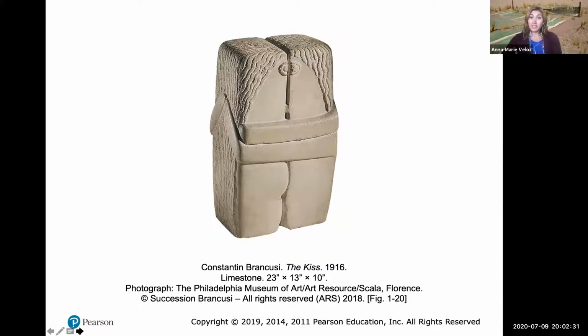Let's go to the next piece. Now this is by Constantine Brancusi, and this is also called, again, The Kiss. This is done actually later on. This is 1916, so 1900s. You kind of would think it's reverse, right? So again, 1900s, called the kiss.